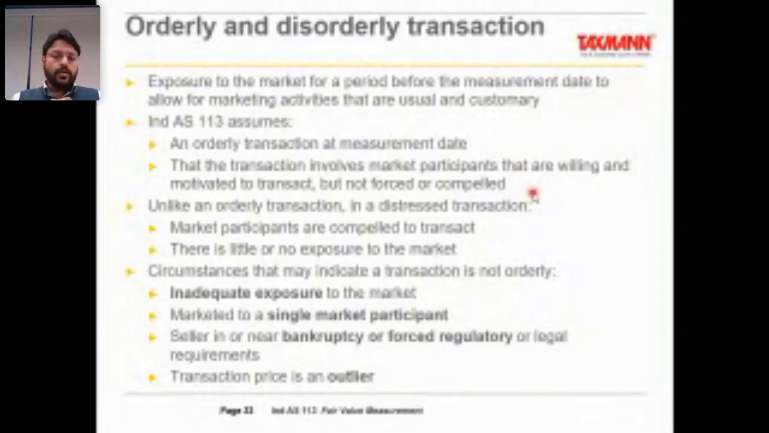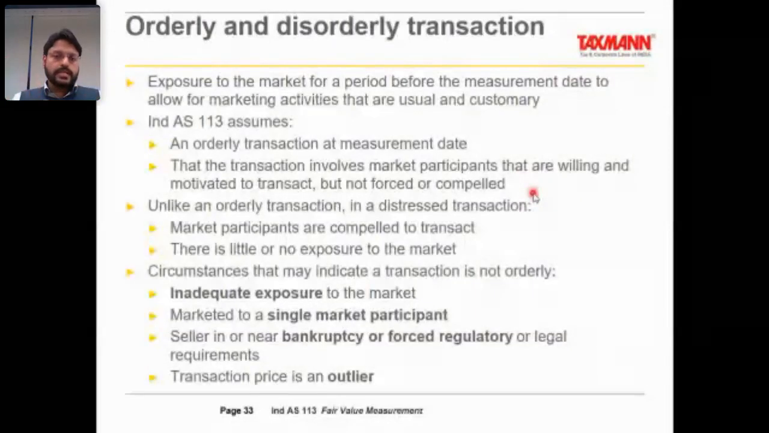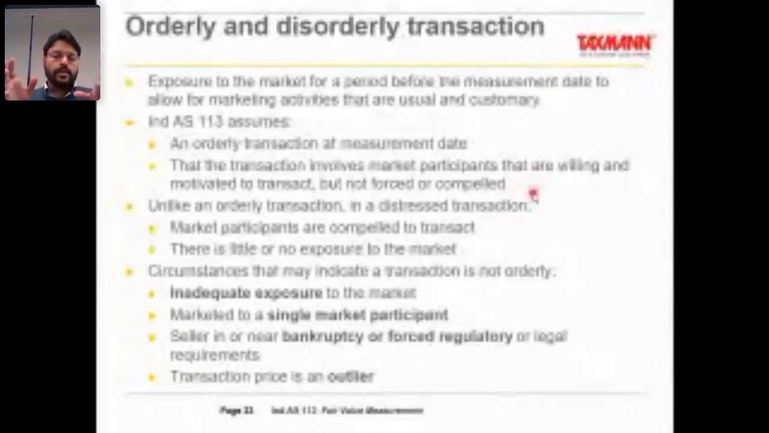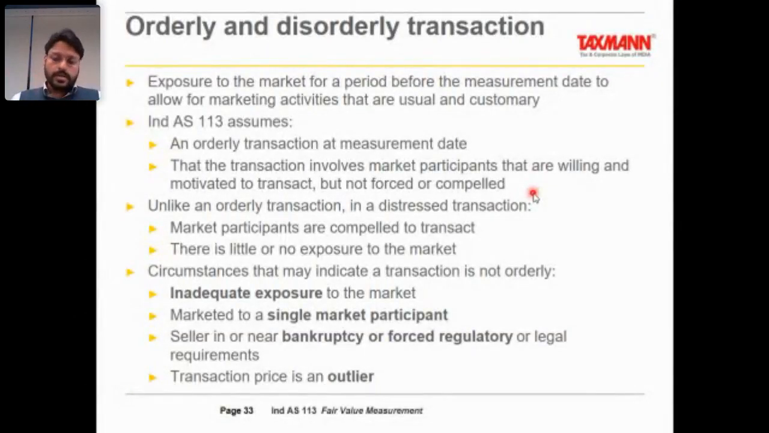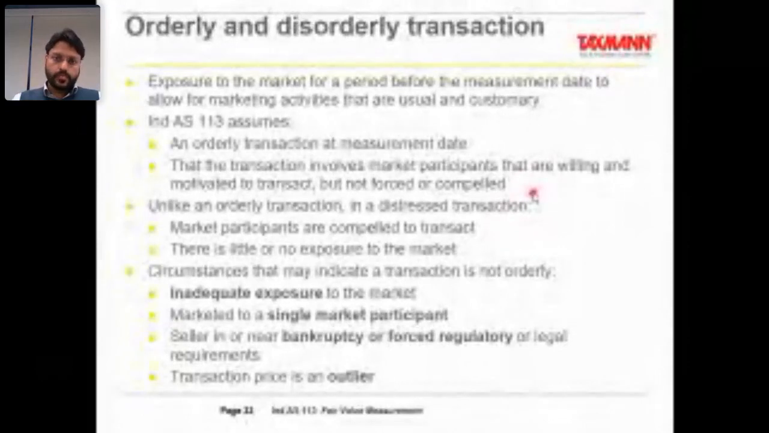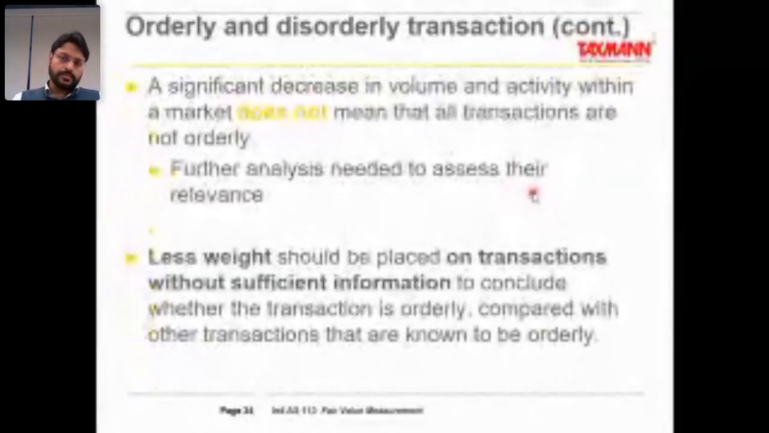Now, transaction price is an outlier. Suppose market participants are bidding for a particular asset, say 1,000 rupees, but the transaction actually takes place at say 1,500 or 2,000 or 500, then that transaction price is an outlier. So there is certainly something wrong with the transaction price, and if the transaction price is an outlier, we cannot consider that transaction for measuring the fair value for similar assets or liabilities. So that is about orderly and disorderly transactions.